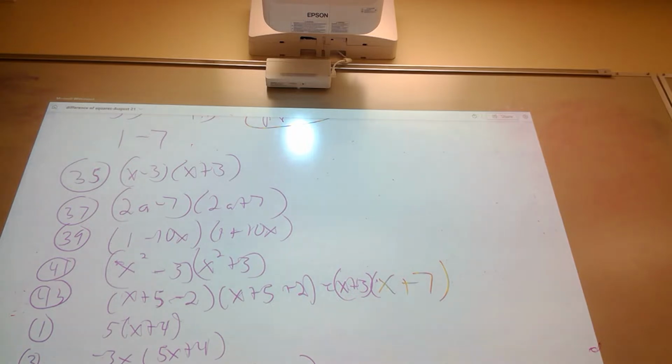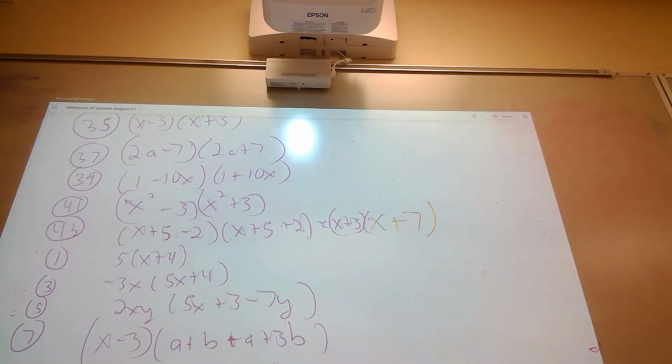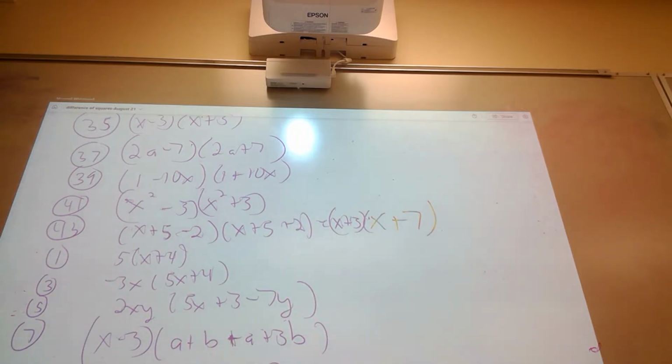Show me if you have 7. For 7, you pull out x minus 3. That leaves you a plus b times a plus 3b. That's what we pulled out, the x minus 3. Then you combine like terms. X minus 3 times 2a plus 4b.